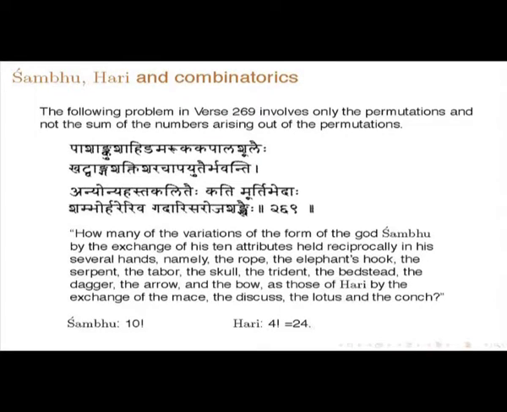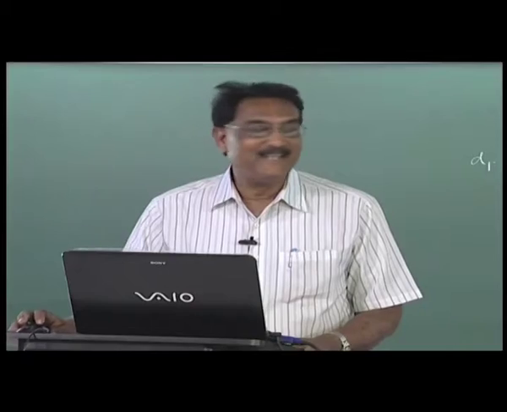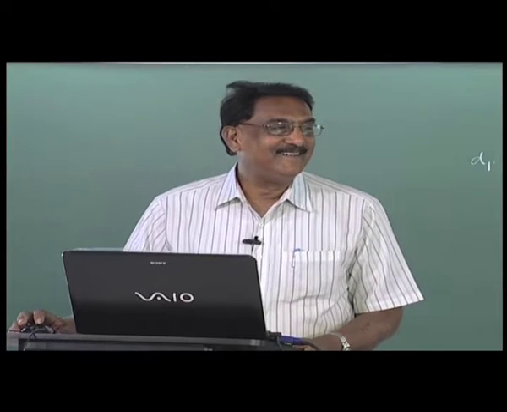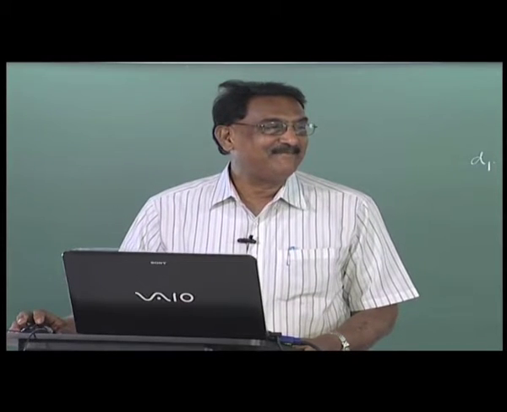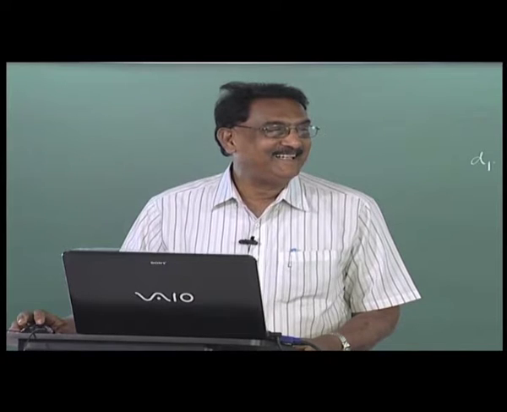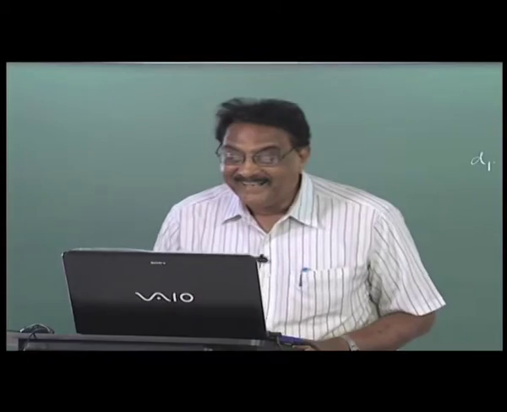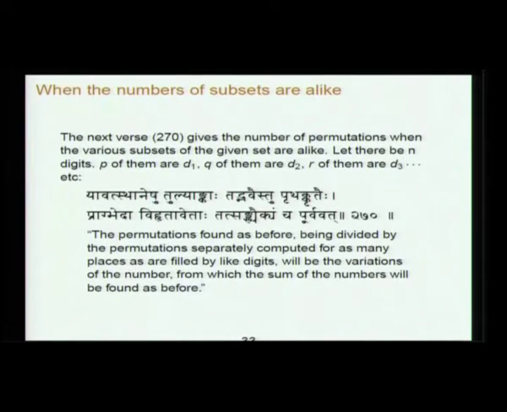So, that is, and then as was a Hari by the exchange of the mace, the discus, the lotus and the conch. Hari has only 4, Shambhu has 10. So, factorial 10 and factorial 4 are the answers. So, this is Shambhu, Hari and combinatorics. So, seeing this title, some people will squeal with delight and some people may be red with rage. Okay.